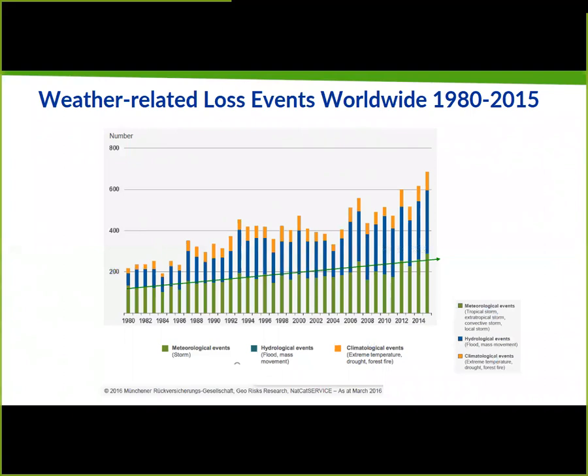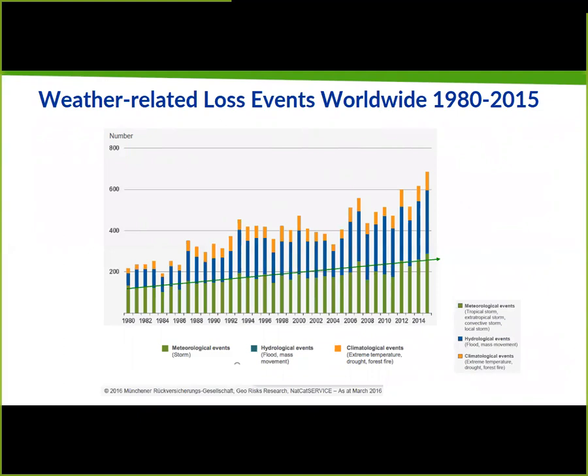So here's a screenshot that I've taken from, I think, Munich RE. It's a reinsurance company, and they had a nice little graph showing the last, I think, 35 years of weather-related loss events. So these are the number of events. It doesn't speak to dollars that were paid out or people that were impacted or anything like that. This is just a summary of the number of events that happened worldwide.